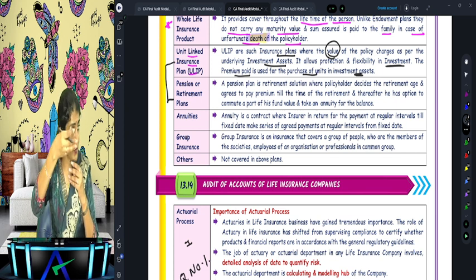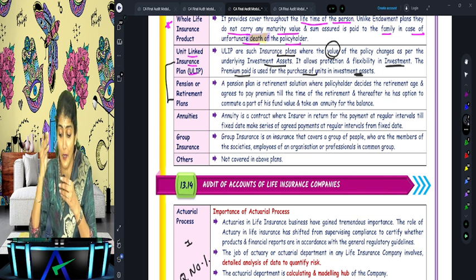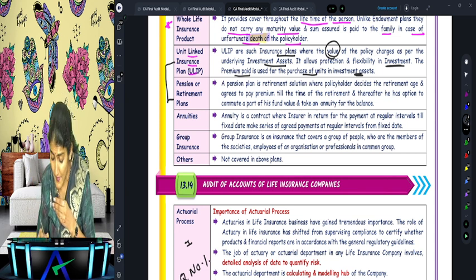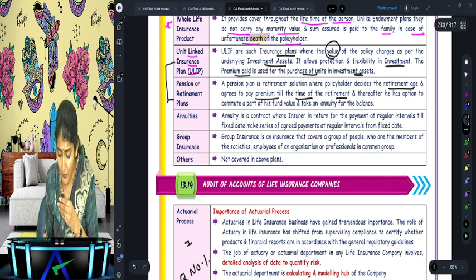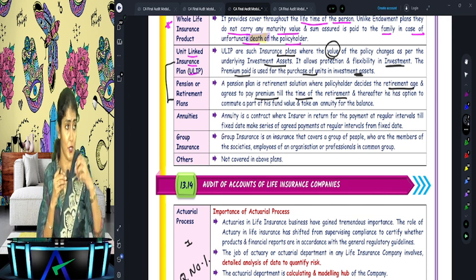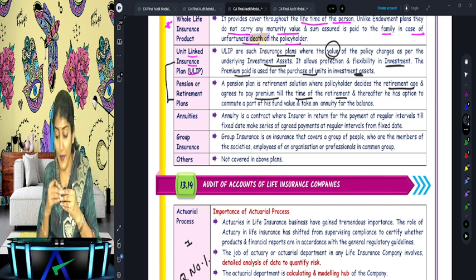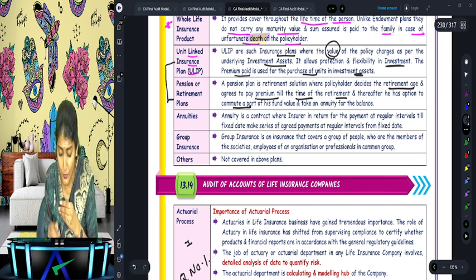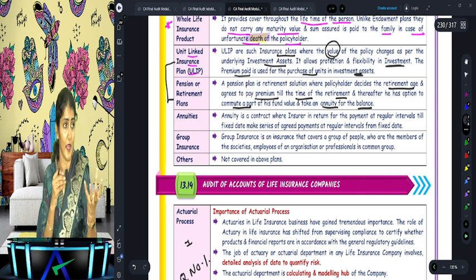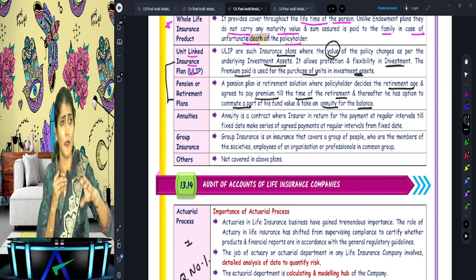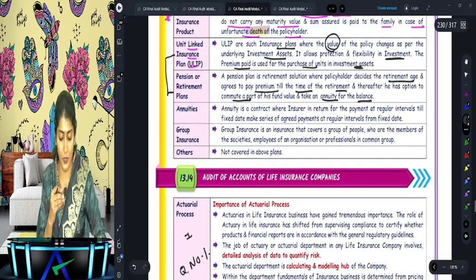Every month you need to give me the 20,000 rupees. Okay, so a pension plan is a retirement solution where the policyholder decides the retirement age and agrees to pay the premium till the time of retirement. So till the age of retirement, the policyholder will pay the premium, and thereafter he has an option to commute a part of his fund value and take an annuity for the balance. So either you can take the lump sum of 20 lakh rupees, or every month 20,000 rupees also you can take, right? So that is the pension or the retirement schemes.